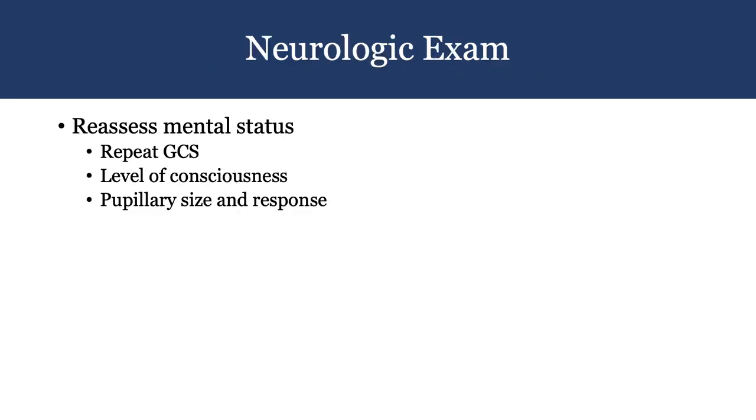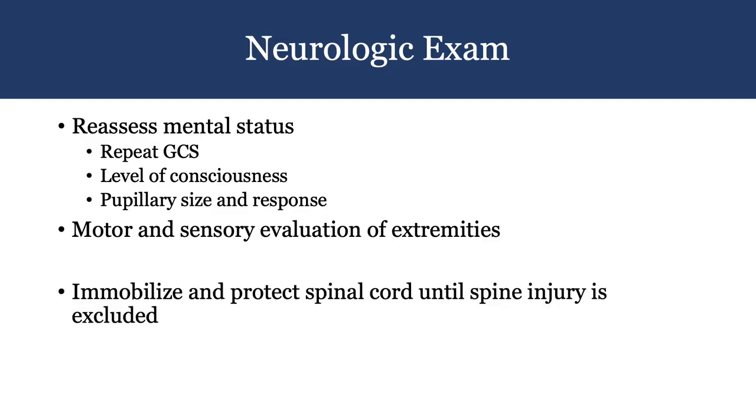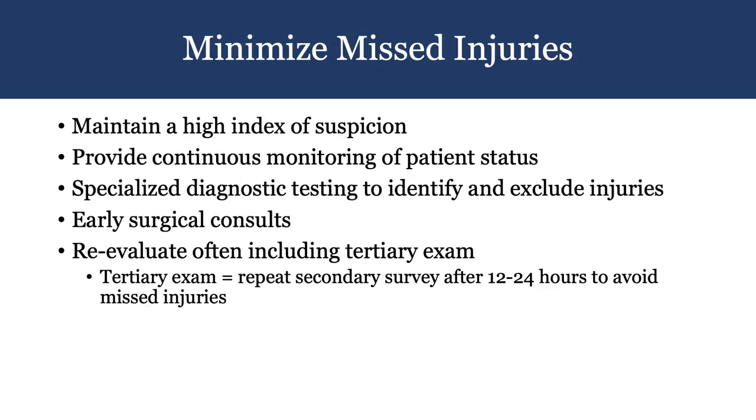Always perform a complete neurologic exam, and reassess or repeat the GCS. Look for the level of consciousness, assess the pupillary size and response, and then perform a motor and sensory evaluation of the extremities. In the event that you have a suspicious limb that you think may have a fracture, please immobilize it, and always maintain your patient in full spine immobilization until spinal cord injuries have been ruled out by clinical exam or radiology.